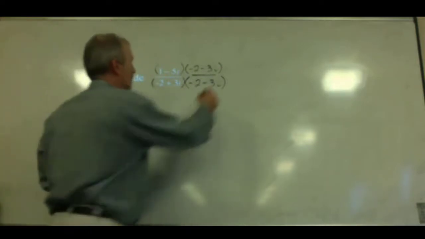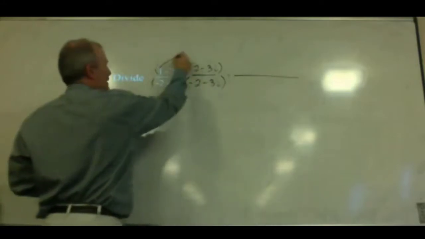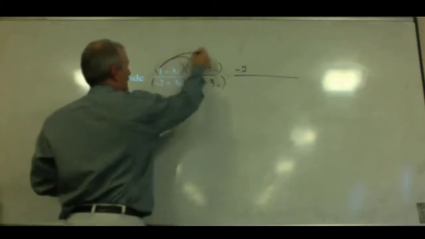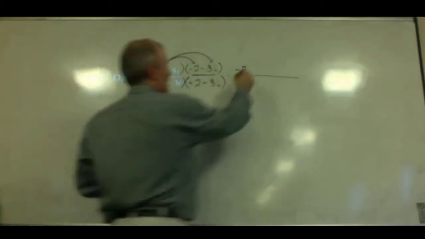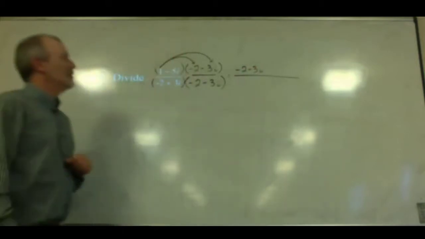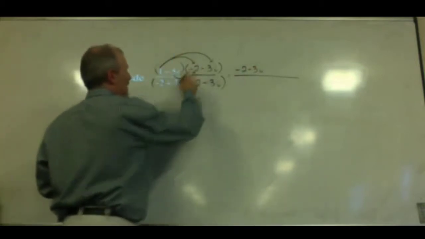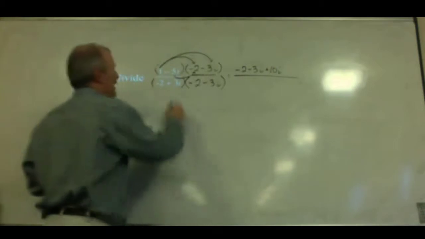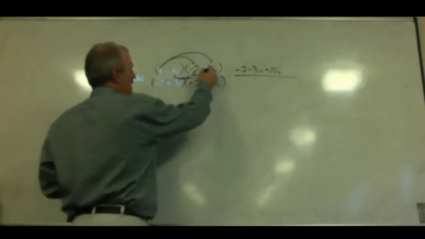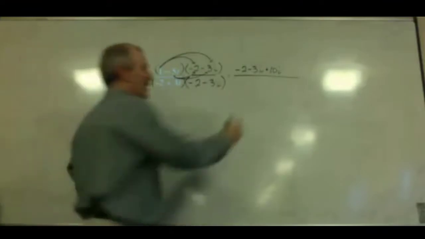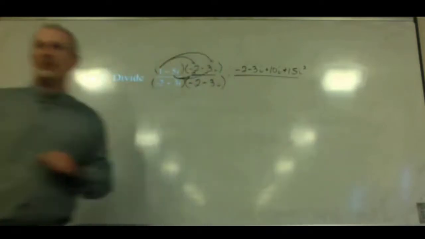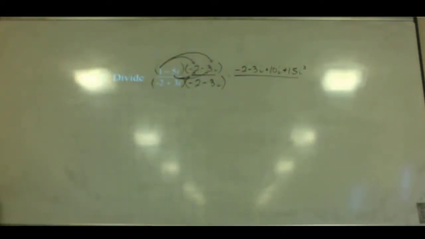All right, so let's go ahead and multiply. So 1 times negative 2 is negative 2. And then 1 times negative 3i is negative 3i. And then negative 5i times negative 2 plus 10i, correct. And there's a negative 3i plus 15i squared. And I will pause there for a second to make sure everybody's caught up and okay with that top multiplication. Is everybody good with that?